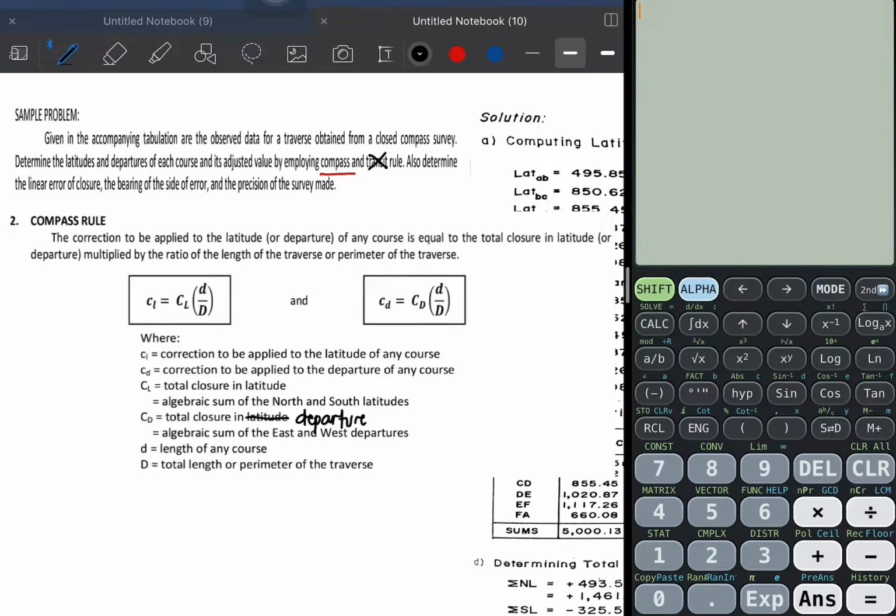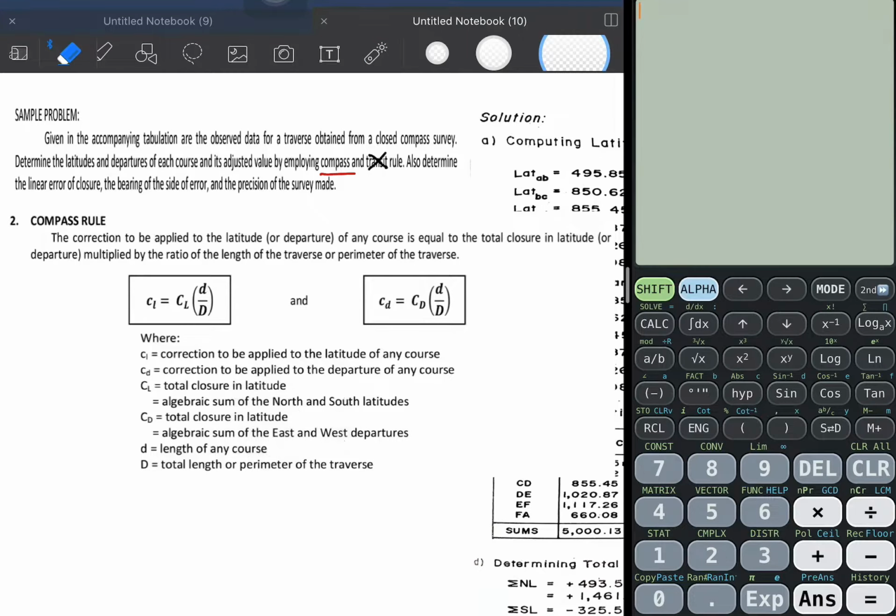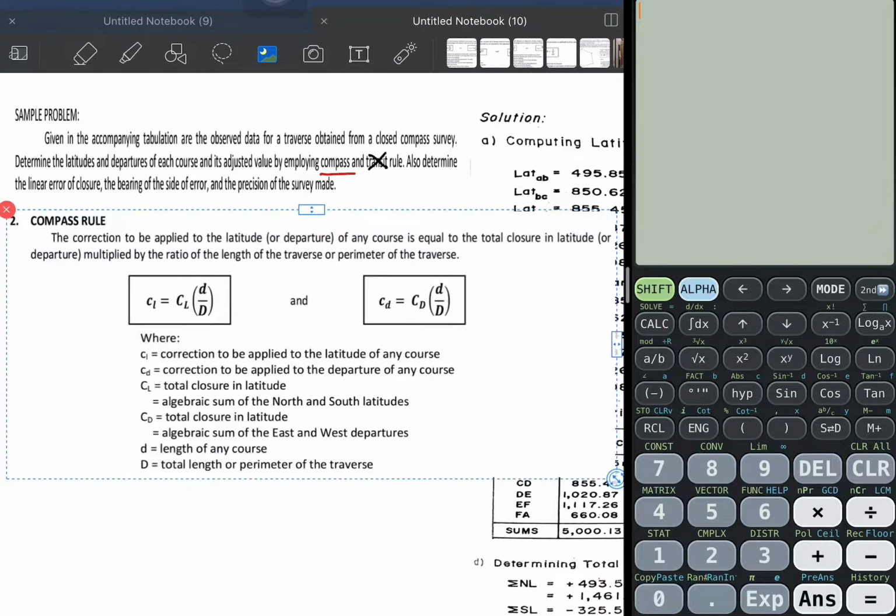Okay, big CL, that is the algebraic sum of the north and south latitudes, and then big CD is the algebraic sum of the east and west departure. Then small letter d, that is the length of any course, for example length of line AB, and then big D is the total length or the perimeter of the traverse. Okay, so that is the formula for the compass rule.